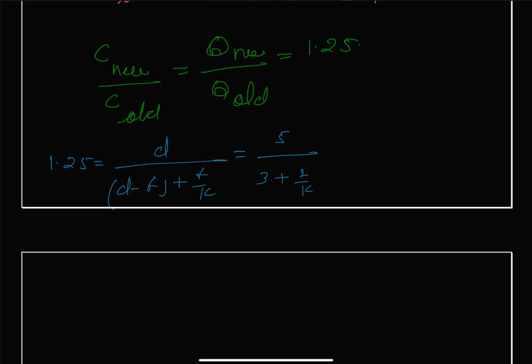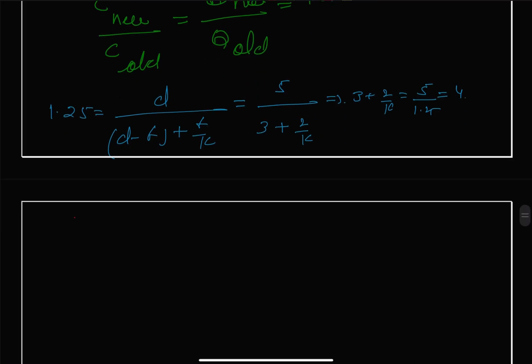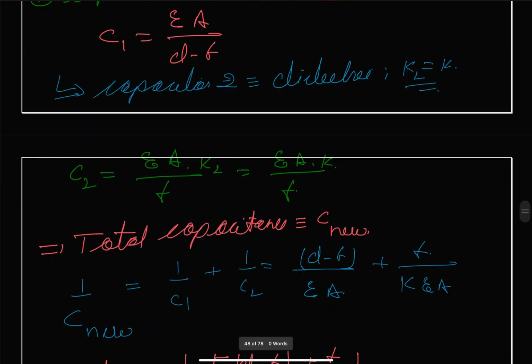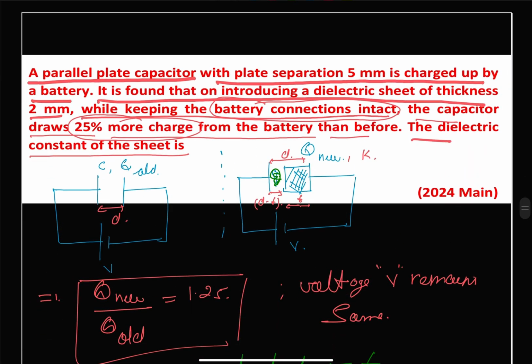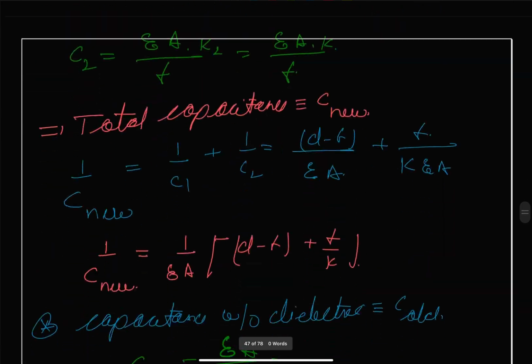From here we can write this as 3 plus 2 upon K is equal to 5 upon 1.25, and 1.25 will be equal to our 4. So we get 2 upon K is equal to 4 minus 3, that will be equal to 1, and we get that value of K is equal to 2. So dielectric constant is equal to 2. Dielectric constant of sheet is 2. Next question.